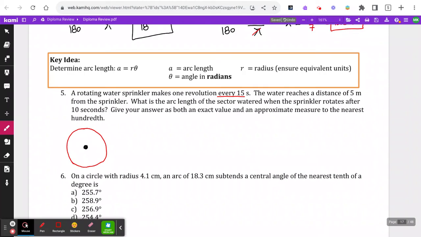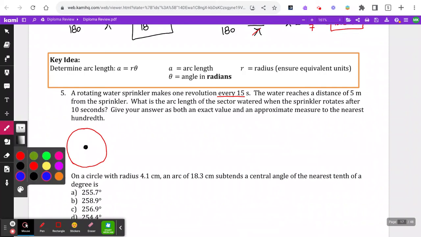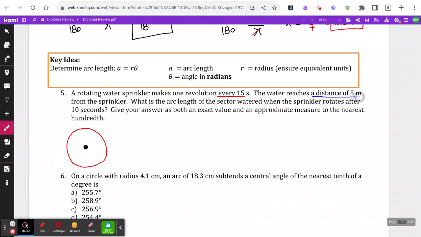That takes 15 seconds. That's an amazing circle. Thank you. The water reaches a distance of 5 meters, meaning that from the center of the sprinkler to the edge is 5 meters. What is the arc length? Arc length is distance on the outside of the circle. So what is the arc length of the sector watered when the sprinkler rotates after 10 seconds?